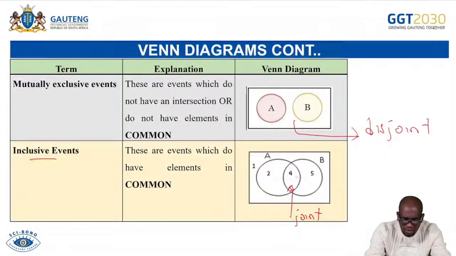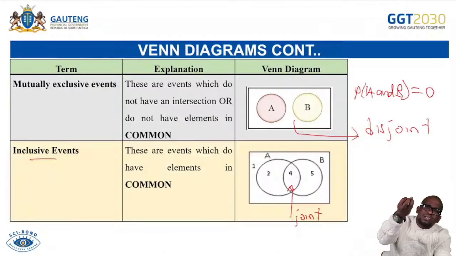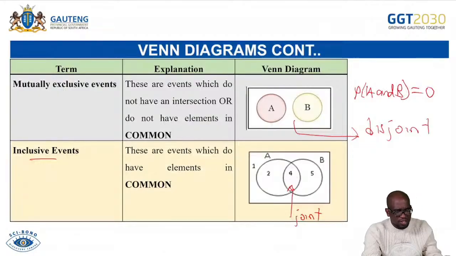So that's what we are actually looking at when we talk about mutually exclusive events. They cannot happen at the same time. There is no intersection, which means that the probability of A and B is equal to 0. So once you calculate the probability of the intersection and you get that it's equal to 0, then you know that those events are mutually exclusive.